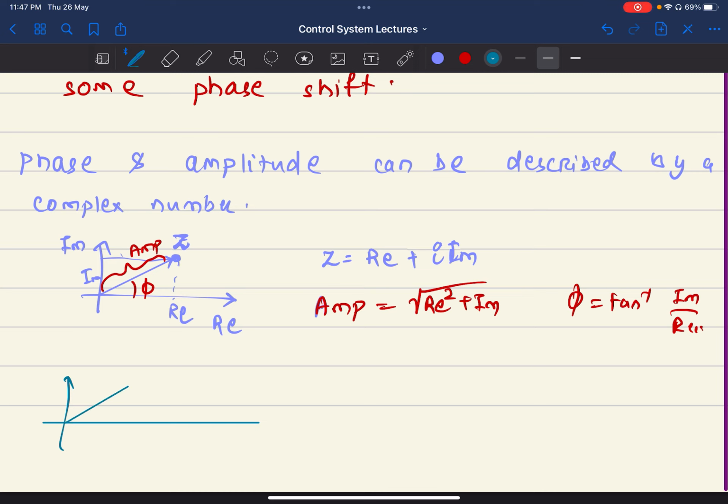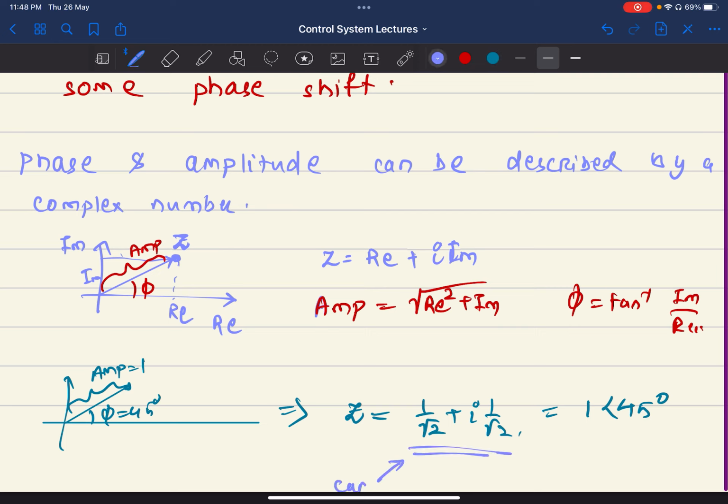Just think of a 45 degree phase with unit amplitude equal to 1. This is y equal to 45 degree. Then what will be the z? My z will be 1 by root 2 plus I 1 by root 2, right? And it has magnitude 1 at an angle 45 degree. This is the polar coordinate and this is the Cartesian coordinate. I'll just note it down.